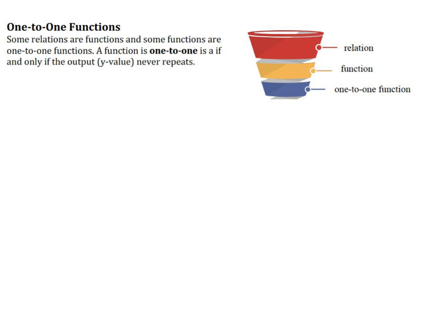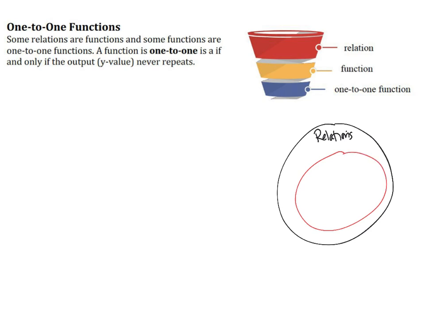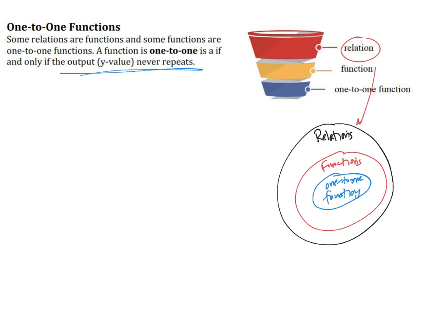Okay, so remember my diagram. We said all relationships between two quantities are relations, and then within that, I should have made this color coordinated, that's okay. Our big one is relations right here, and then we have functions, our more specific types of relations, and then we have more specific types of functions, which are called one-to-one functions. So what are one-to-one functions? Well, here it is right here. Some relations are functions, some functions are one-to-one functions.